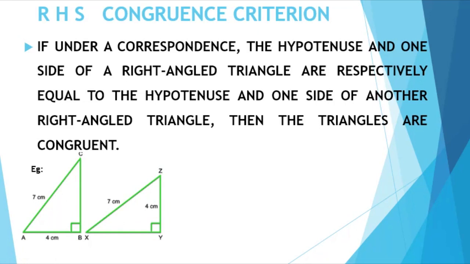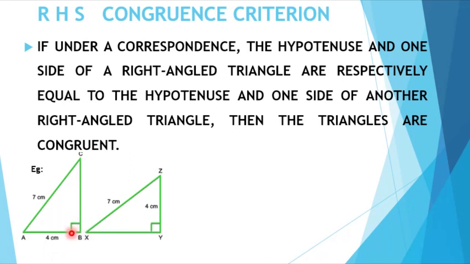Look at the given figure here. This is a right angled triangle, right angle at B. And in triangle XYZ, right angle at Y, that is XYZ is also a right angled triangle. So the condition R is satisfied. Next we can check H, hypotenuse. How to find the hypotenuse? Yes, the side opposite to the right angle is the hypotenuse.